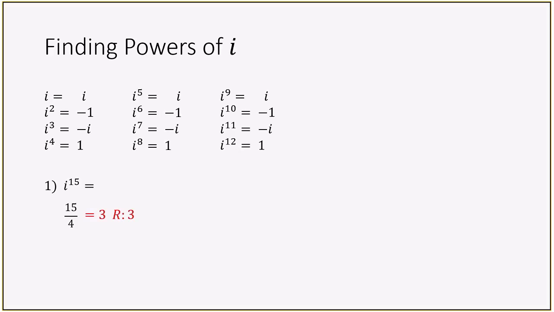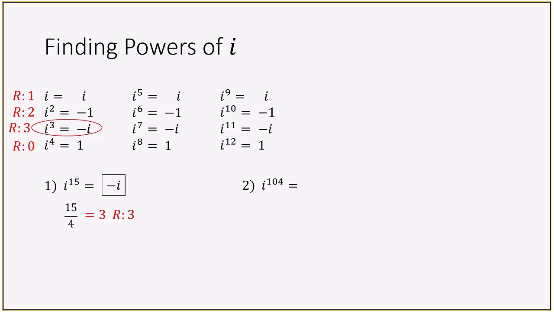And so the remainder is going to tell me which part of the cycle I fall into. So if the remainder is 3, that's going to be the same thing as i to the third. So anytime I get a remainder of 3, my answer is going to be -i. So i to the 15th is -i. If you wanted to continue the table, you would see that it does fall out. i to the 15th gets you -i.